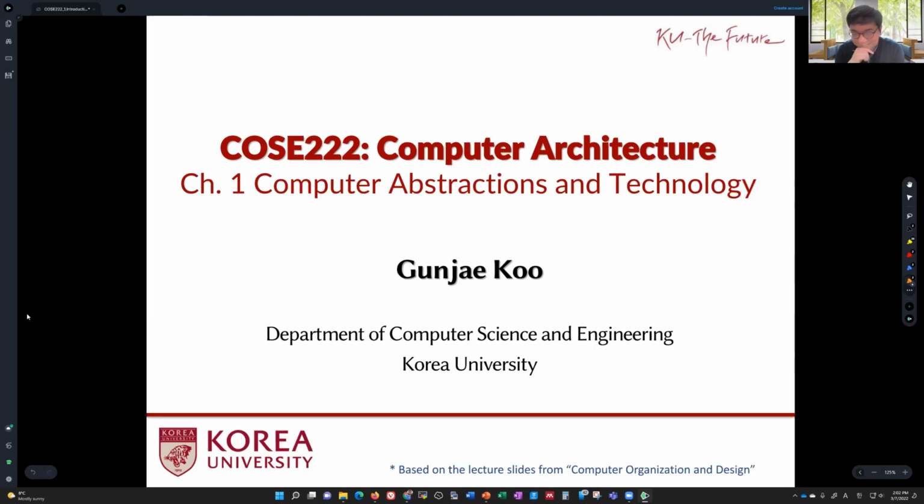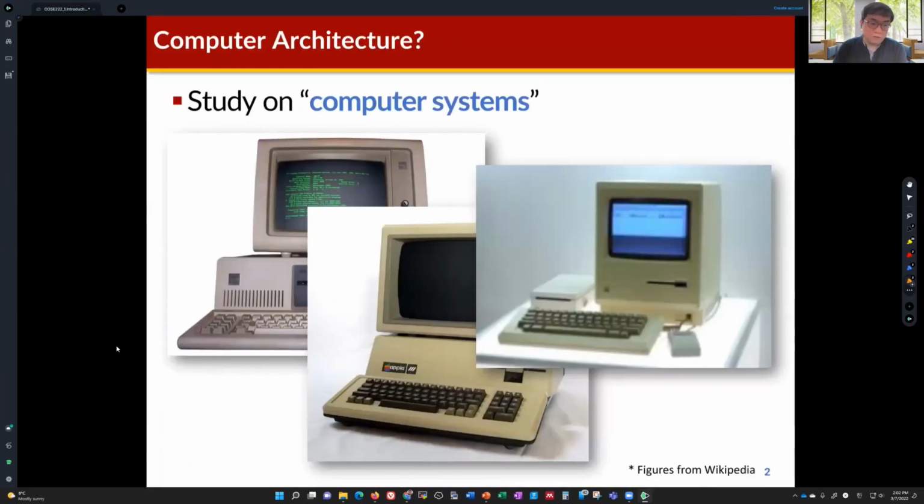Okay, I will start today's class. In the previous class, we learned that there are many different kinds of computer systems in our world. This course is the computer architecture course, so we will learn about computer systems and computer hardware. In the syllabus, I also explained which items will be taught in this course.